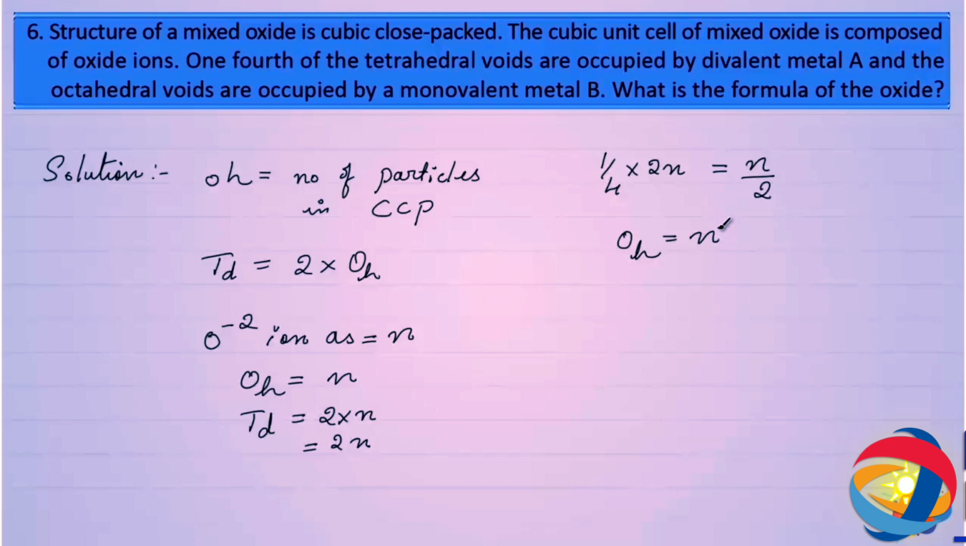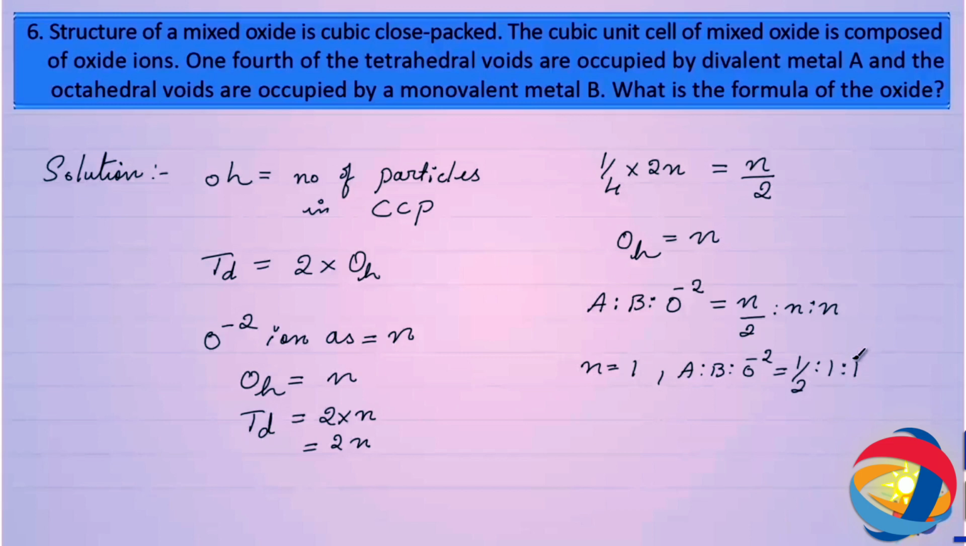The ratio of the number of atoms in the cubic close packing or CCP can be given by A is to B is to O minus 2 is equal to n by 2 is to n is to n. When n is equal to 1, the above ratio becomes A is to B is to oxide ion, which is equal to half is to 1 is to 1.